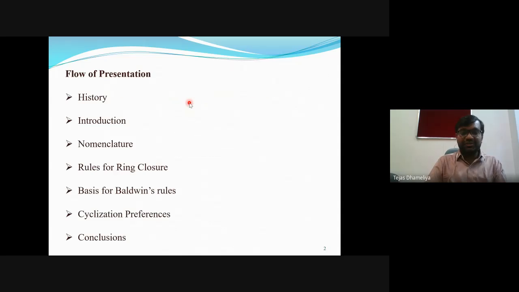So Baldwin was one of the persons. These are the things we have to refer to for this presentation, history. How did Baldwin's rule come into existence? Somewhat of an introduction, nomenclature, rules for ring closure, basis for Baldwin's rule, and cyclization preferences. So this we have to understand in this regard.